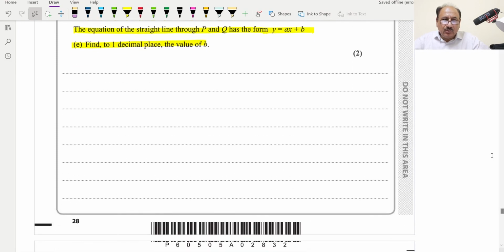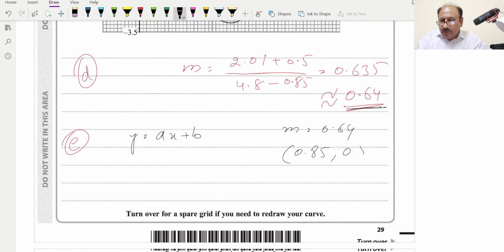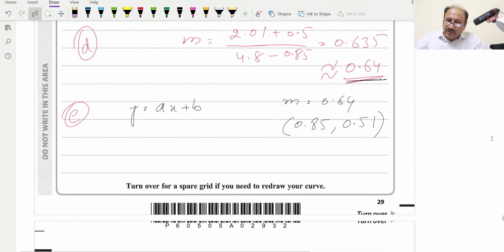So y is equal to ax plus b, and a is the gradient, this one. The m value is equal to 0.64, and the point is 0.85 and 0.51. This is basically the point which is over here, this one, this point. So we have the coordinates of that point.